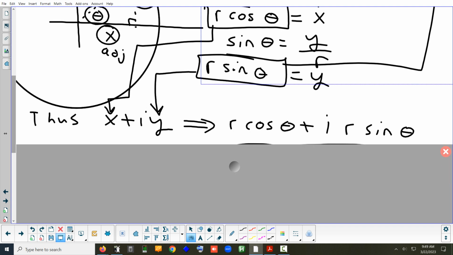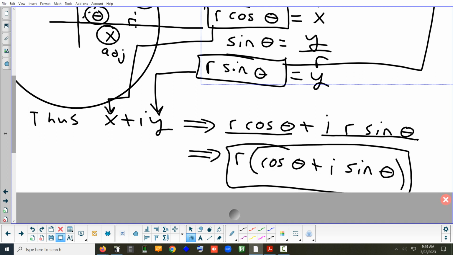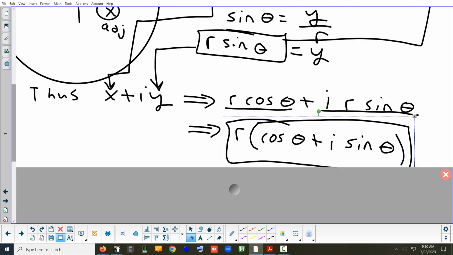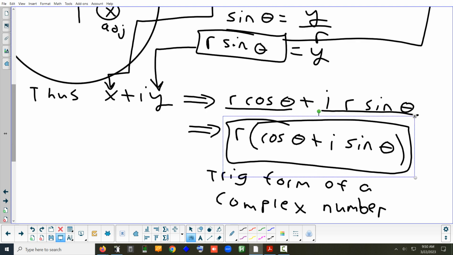Now, what do both of these have in common? The two things I just underlined. They have a common factor. And when two things have a common factor, instead of writing the same thing twice, we can factor it out and put the r in front and put r times cosine theta plus i sine theta. And that is the trig form of a complex number.